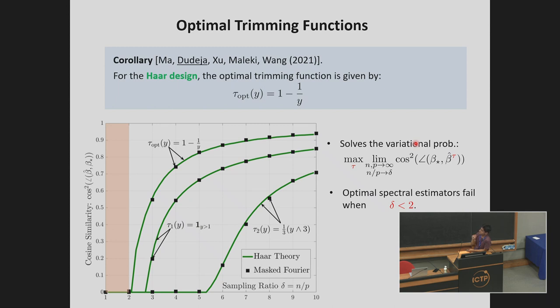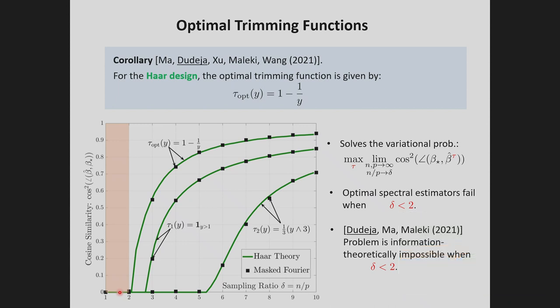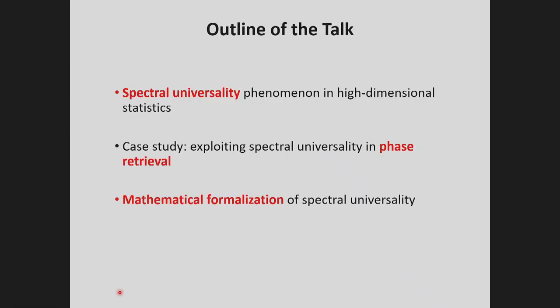Maybe one feature of the optimal trimming function is that when delta is less than 2, even the optimal trimming function is not working at all. You can see its accuracy is basically 0. And actually, we also know that this is not really something to do with the spectral estimator, but when delta is less than 2, nothing is going to work. The problem is just information theoretically impossible when delta is less than 2. This is why I was suggesting that, in some sense, spectral estimators are optimal. I'll see if there are any questions, and then I'll move on.